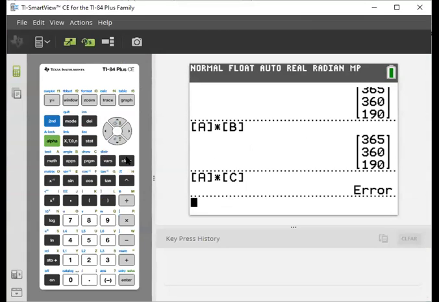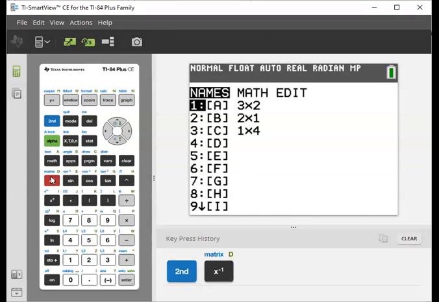First thing I want to do is get my matrix to pull up. So I'm going to call matrix B A. So I'm going to do second, and matrix is right there at that X -1 on the first row. X raised to the -1, or X inverse is what you would call it. And there's the word matrix written right above it.